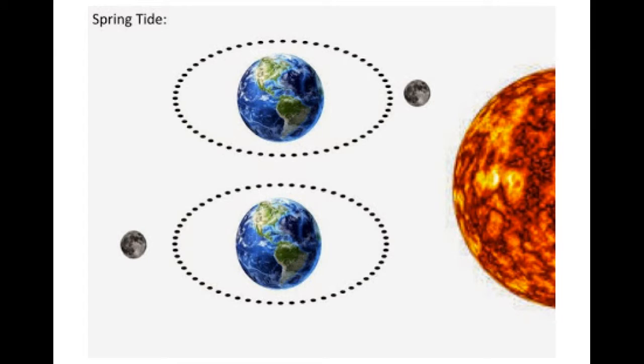A spring tide occurs when the moon is between the Earth and Sun, or when it is on the opposite side of the Sun compared to Earth. The moon must either be full or new in order for a spring tide to take place.